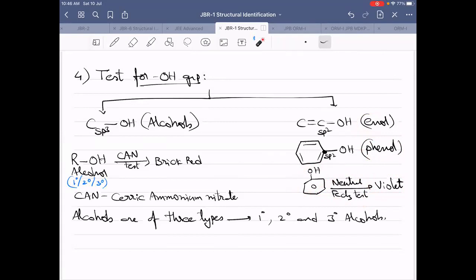Now let us also distinguish between primary, secondary, and tertiary alcohols by two methods, two reactions. One is the Lucas test and another one is the Victor-Meyer test. I'll explain that in the next page. First, copy this page.